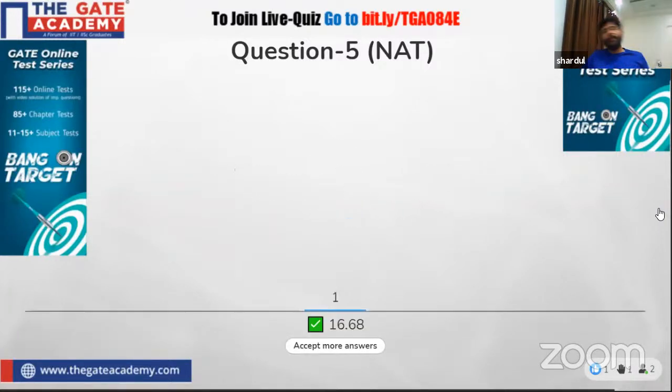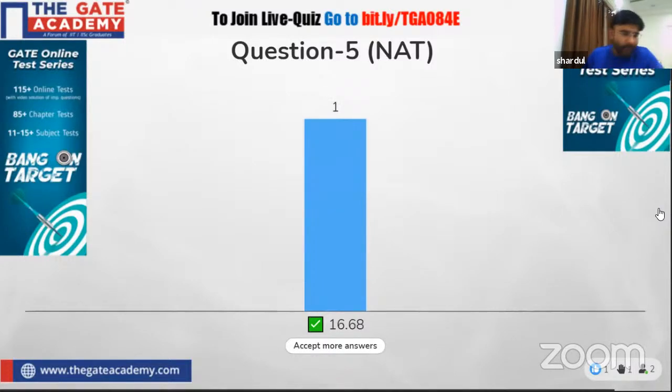Time's up. The correct answer was 16.68 kilonewton per meter cube. We'll solve all these 5 questions now. These were the 5 questions for this quiz, and now we'll discuss each and every question, and also the concepts related to these questions. So just wait a while.